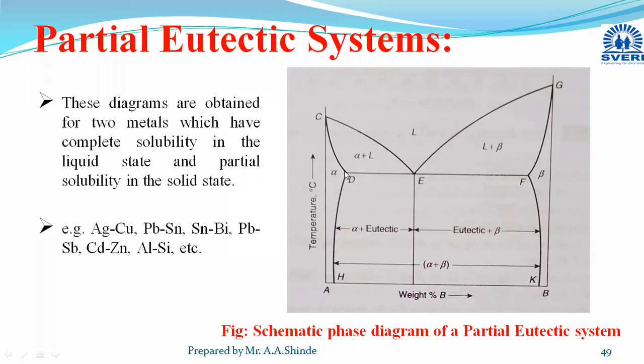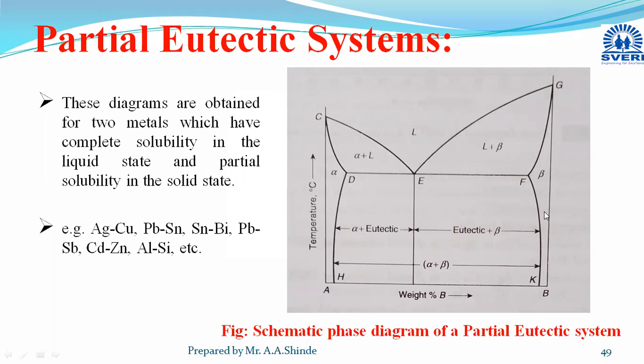Now to better understand this, I will first explain these two terms, alpha and beta, that I have used here. This alpha is nothing but a solid solution. Suppose this is the diagram for two elements A and B. When element B gets dissolved in A, then it forms a solid solution, and it is known as alpha. And beta is the solid solution when A gets dissolved in B, and it indicates the partial solubility in the solid state.